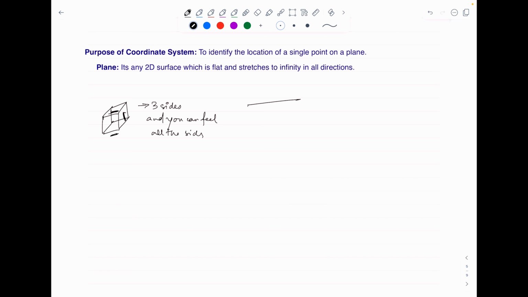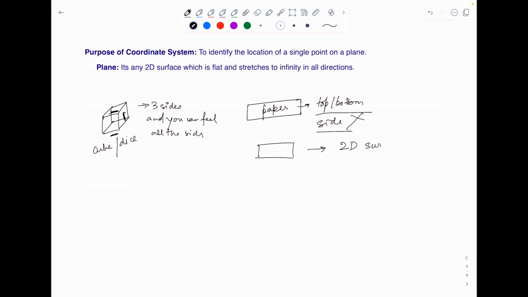But if I take a piece of paper, and this is a cube or dice, you can say, this is a piece of paper. If you feel a piece of paper, only top or bottom you can feel. There is no side on a piece of paper because the side is very thin. You cannot feel that side. So you can feel only the top and the bottom. So a piece of paper is actually a 2D surface.